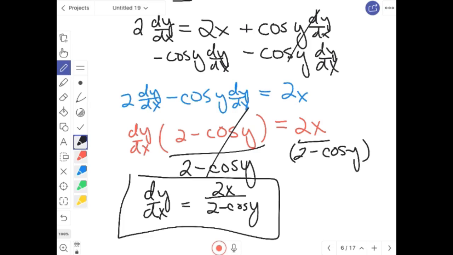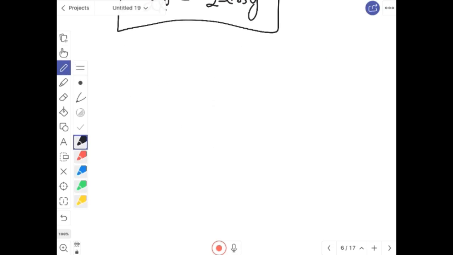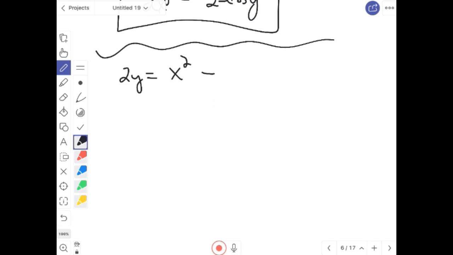And then again, quickly, I'll just show you the second way. Again, this might take longer. You might not like the way that I was taught it. That is totally fine. You can stop the video right here. But we again have 2y is equal to x squared plus sine of y.